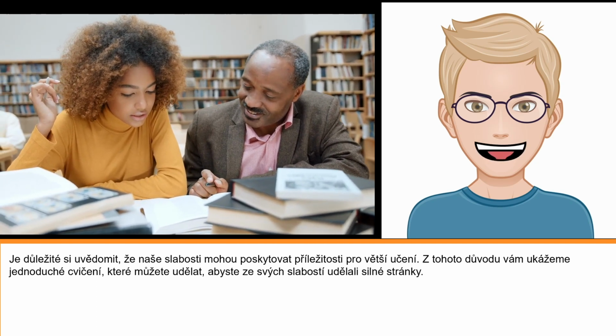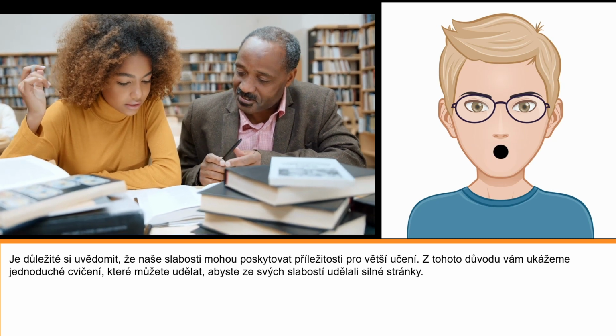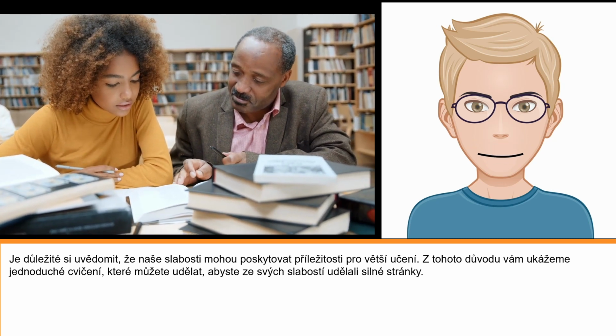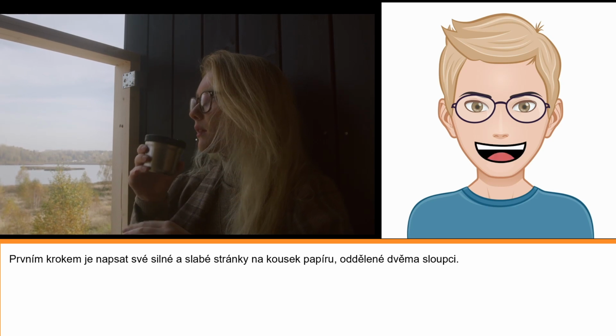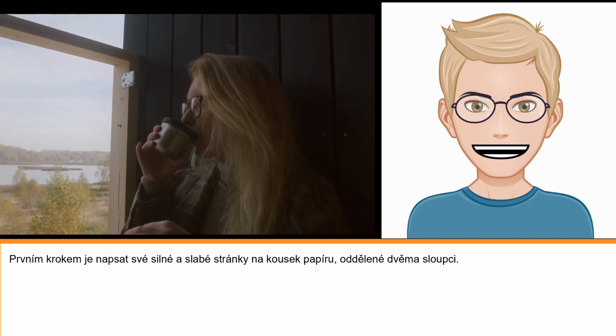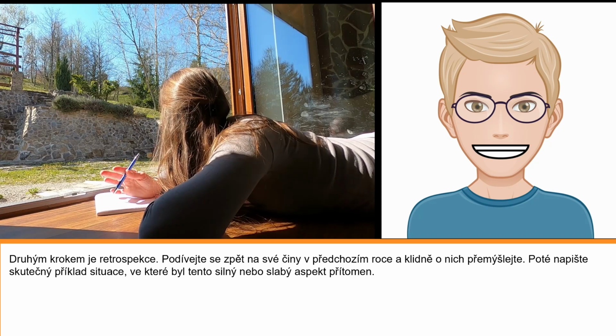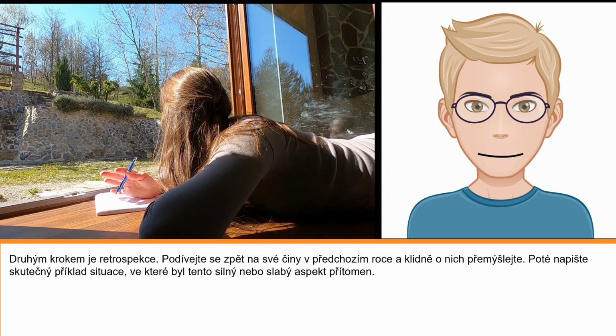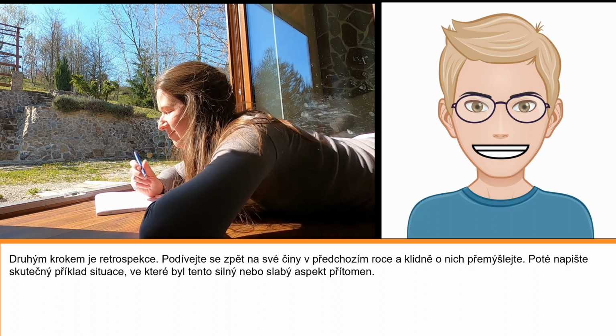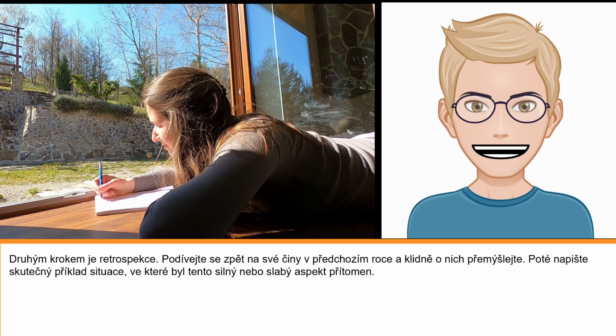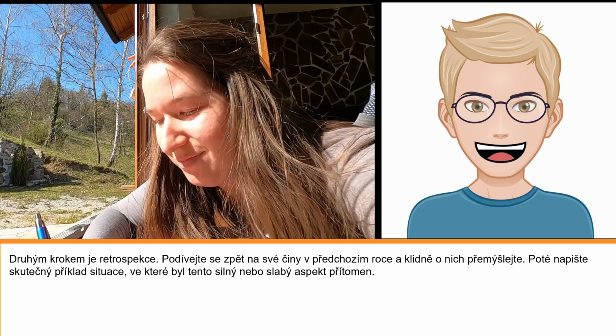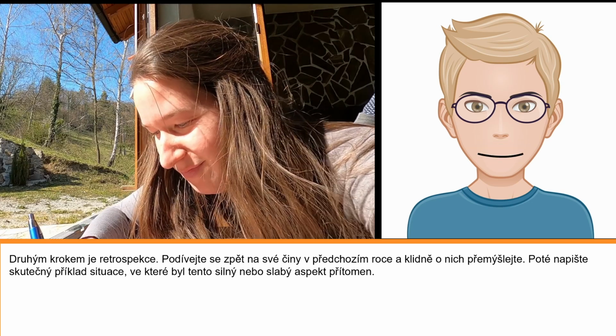For this reason, we are going to show you a simple exercise that you can do to turn your weaknesses into strengths. The first step is to write your strengths and weaknesses on a piece of paper, separated by 2 columns. The second step is retrospection. Look back at your actions in the previous year and calmly reflect on them. Then write a real example of a situation in which this strong or weak aspect was present.